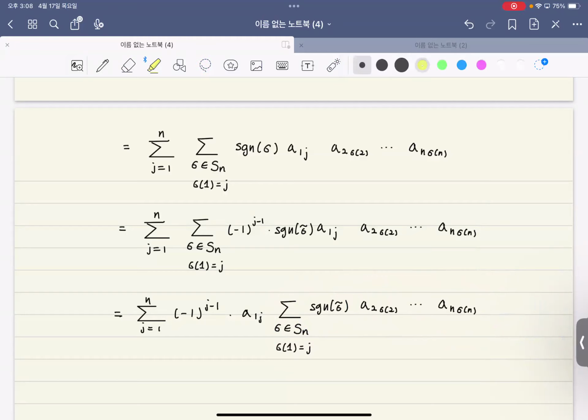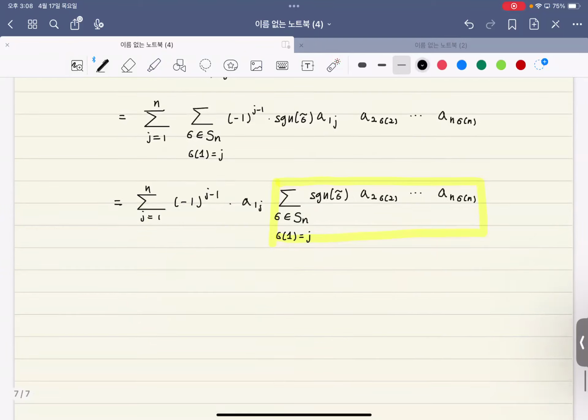I want to focus on this factor. For me, this factor again looks like some determinant. Actually, this number represents the determinant of some matrix, but what matrix? I'm going to explain from now on.